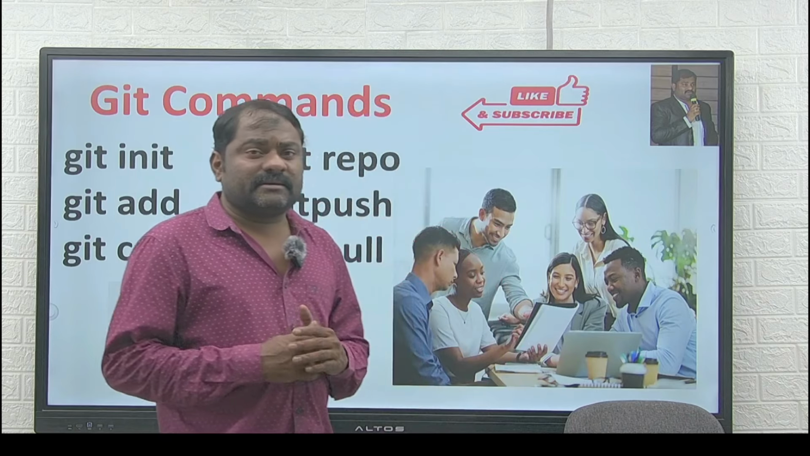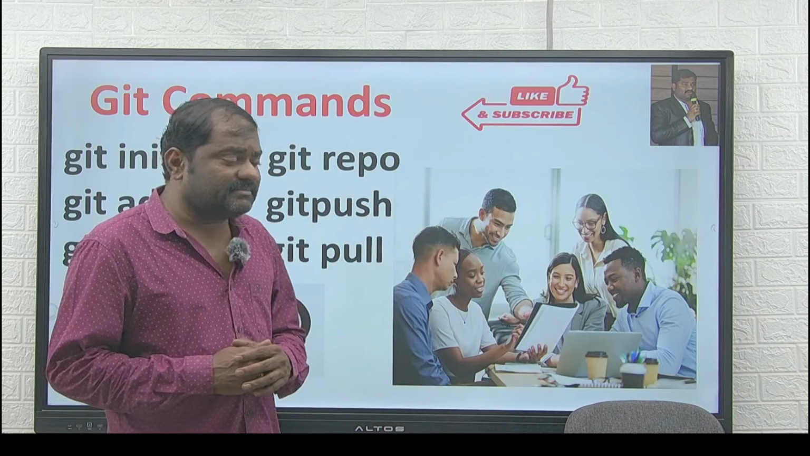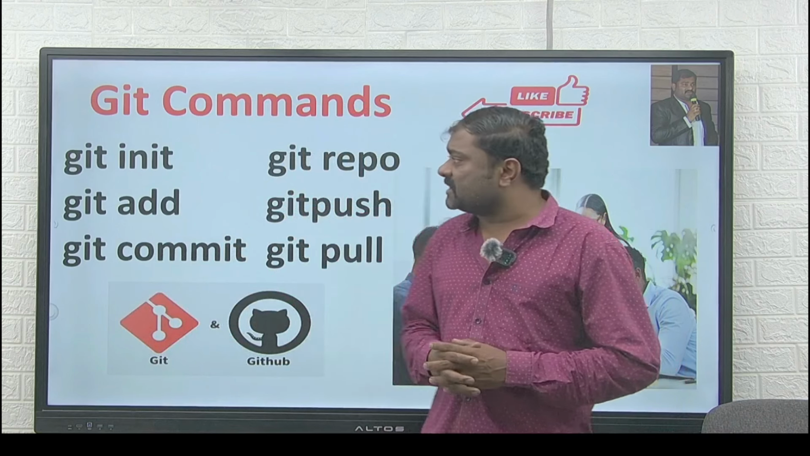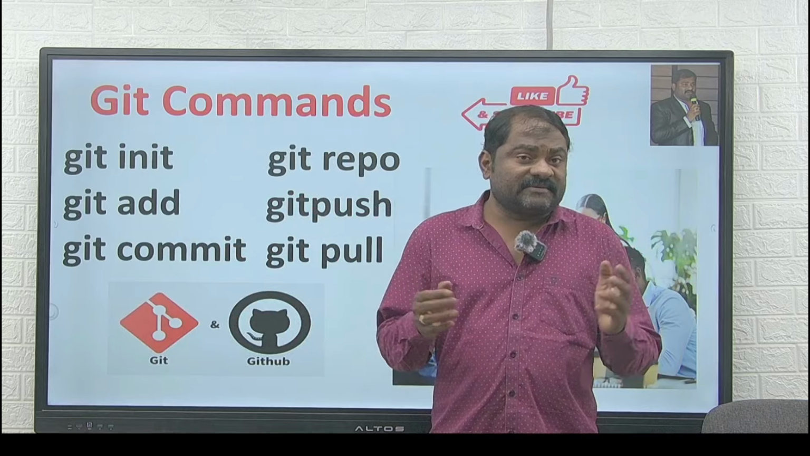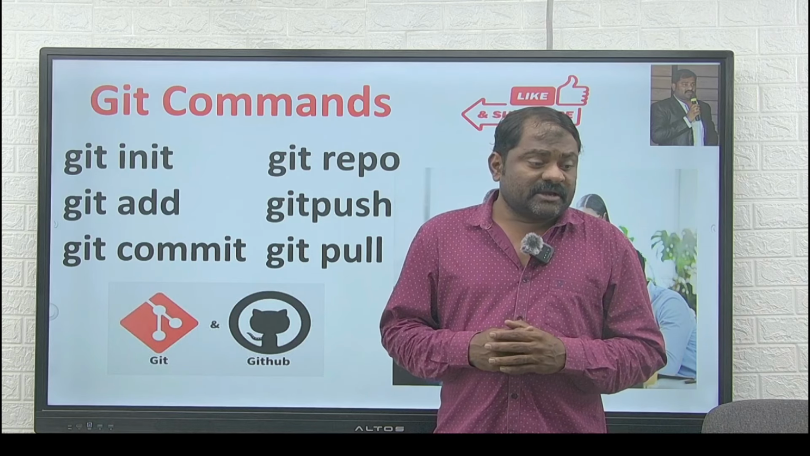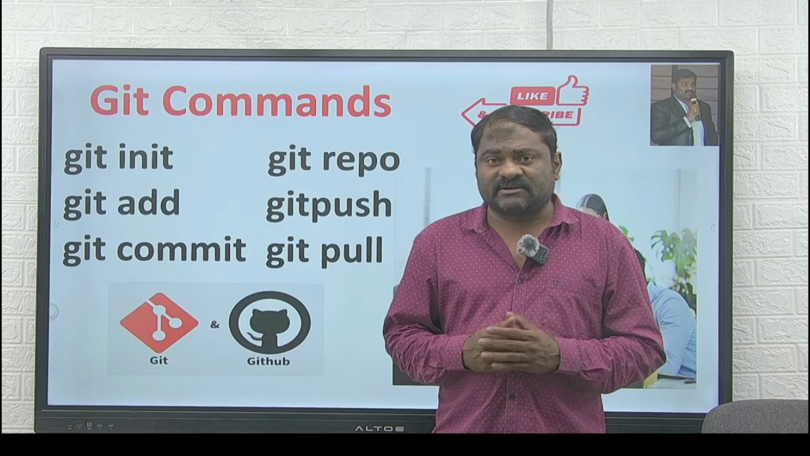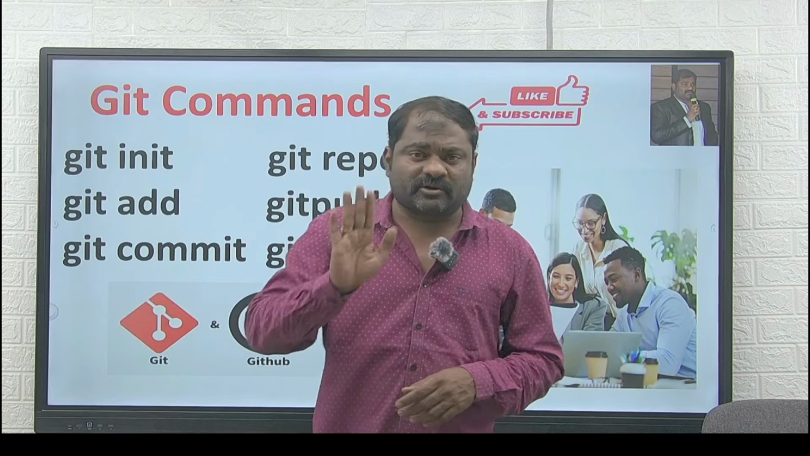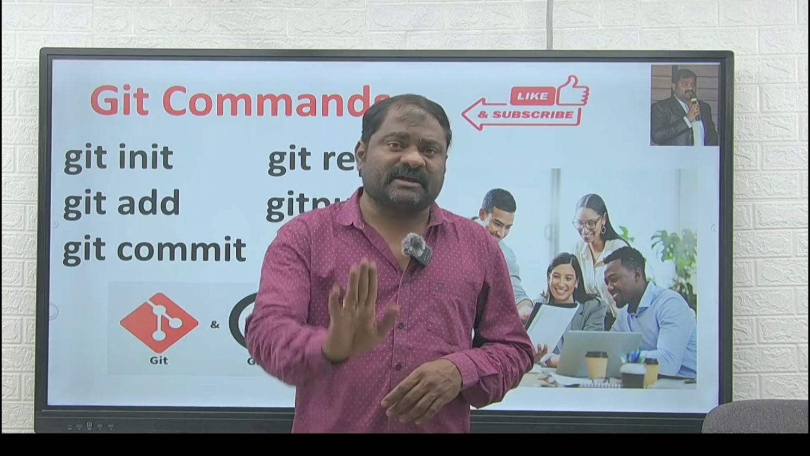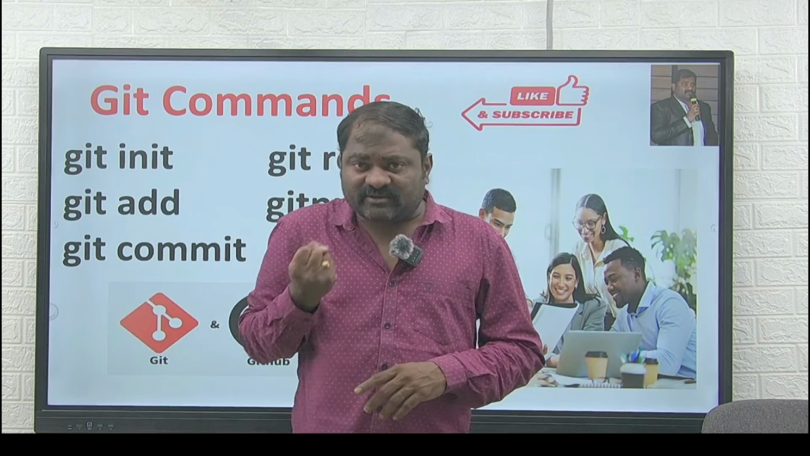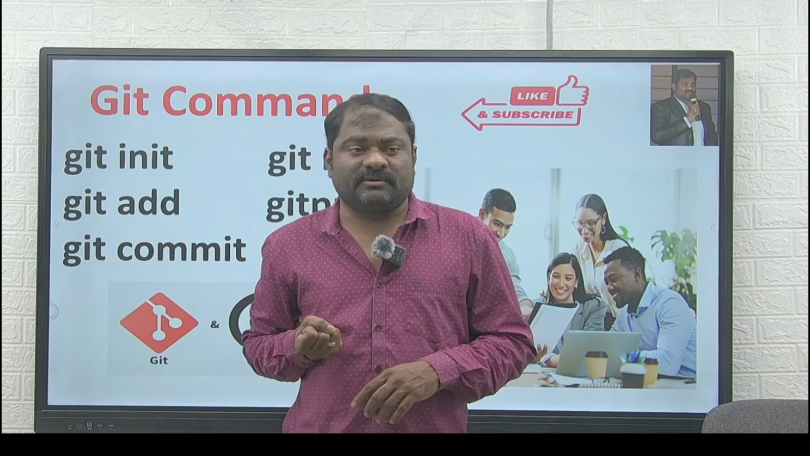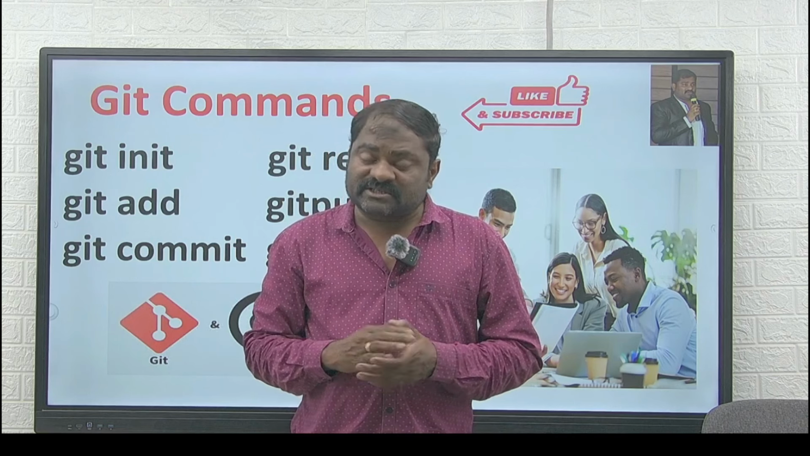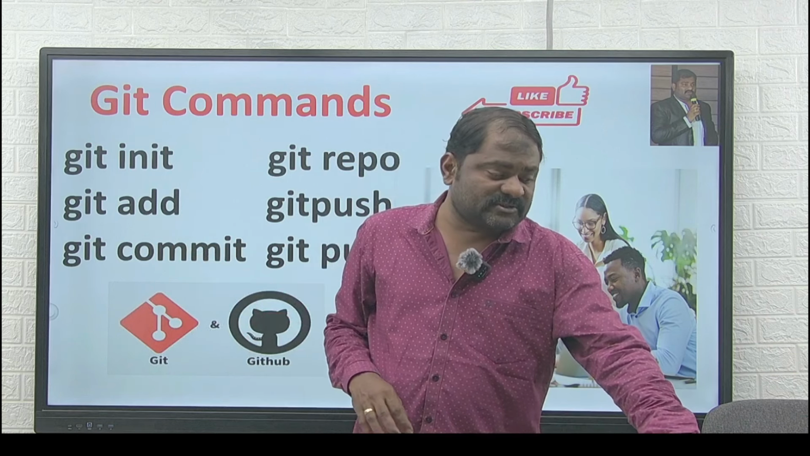The main part when we are working with Git and GitHub is that we must have knowledge of Git commands. There are different types of Git commands available, like git init, git add, git commit, git repo, git push and git pull. Many people get confused about push and pull. Push means you are sending something to the Git repo. Pull means you are getting something from the Git repo. We'll discuss more about push, pull, clone, fetch. A lot of commands are there, but these are the basic commands you must know.